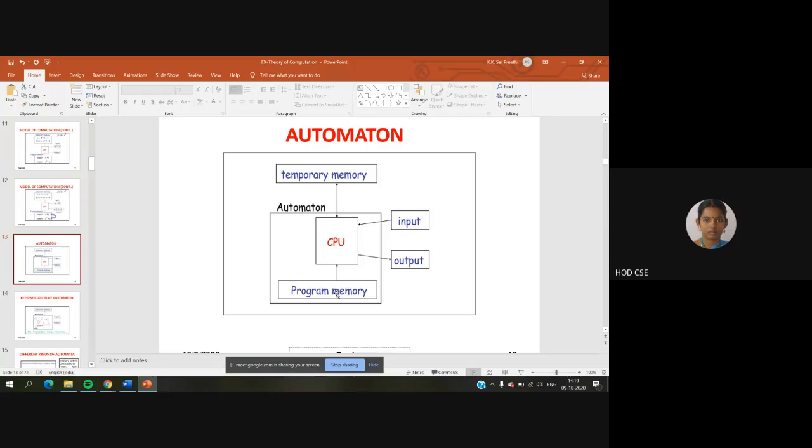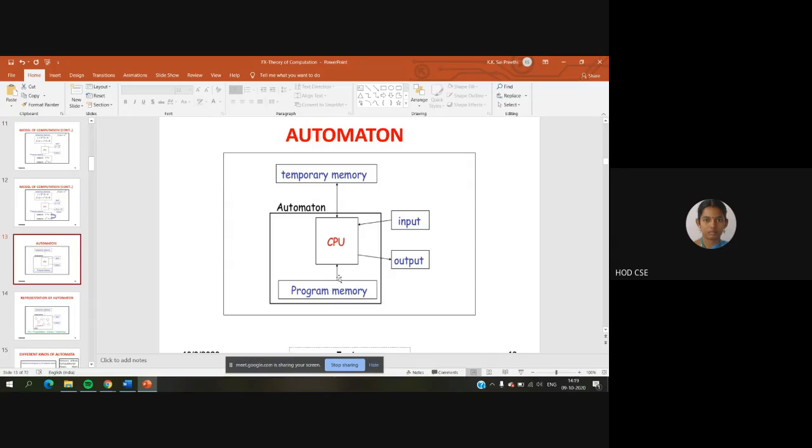Even without input we can do the operation. How? Instead of supplying a variable, we can imagine one value for the computation. Without receiving the input, we can do a computation, so input is not at all necessary. Similarly, output: instead of printing the output, the CPU itself can hold the result, so output is also not important. Temporary memory: if your computation is very complex, you require temporary memory. Otherwise, with respect to the statements given by the program memory, the CPU can do the operation automatically.